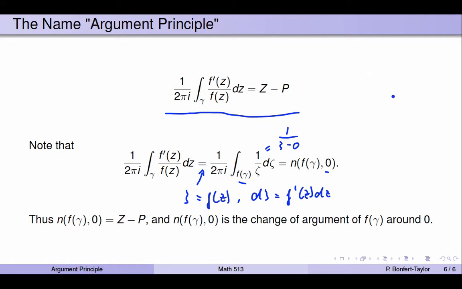Suppose this is 0, and you walk around 0 once with a curve, then the argument has changed from 0 to 2 pi. And so the change of argument would be 2 pi. If you divide that by 2 pi i, you get a 1 here. So it's the winding number. So the number of zeros minus the number of poles is equal to the change of argument of f of gamma around 0. That's why this is called the argument principle.